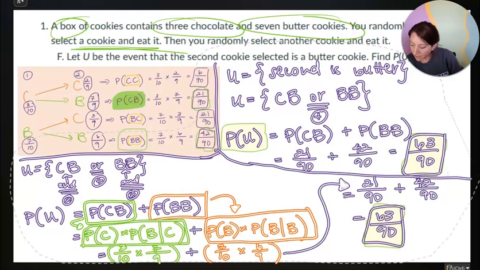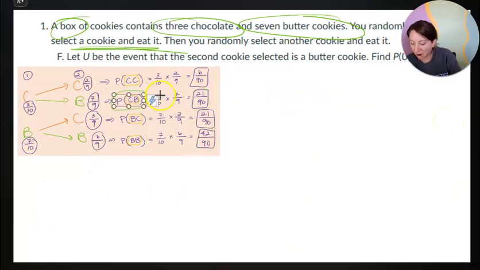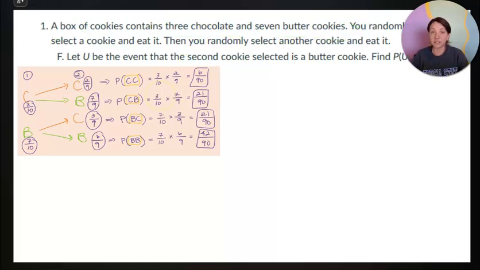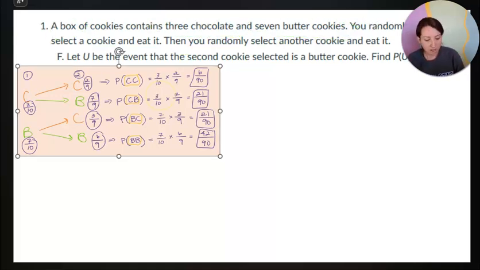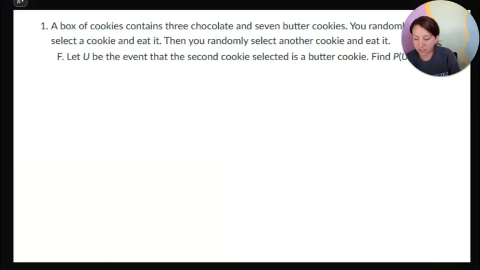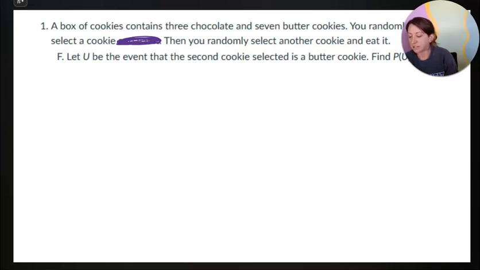Just as a quick extension, what happens if we don't eat the cookie? All of these have talked about when we've eaten the cookie, this is without replacement. So let's make another tree diagram just for that situation to have that discussion. Let's say you randomly select a cookie and don't eat it, and then you randomly select another cookie after putting the first one back. I don't know why we would do that. Maybe we picked out a cookie and we didn't like it, so we put it back. So let's just go through this situation.